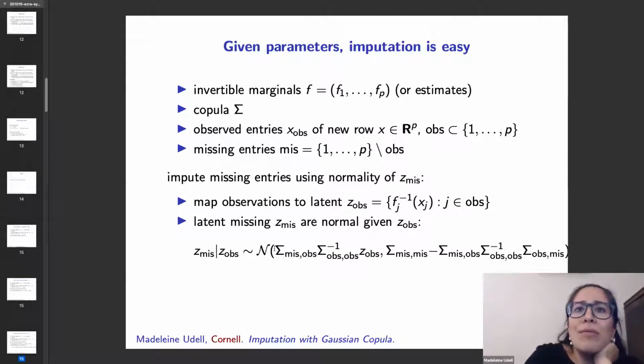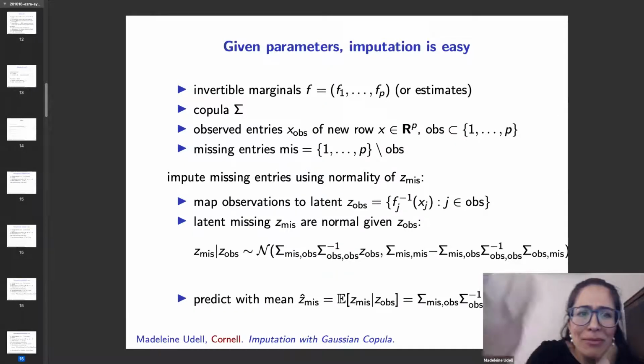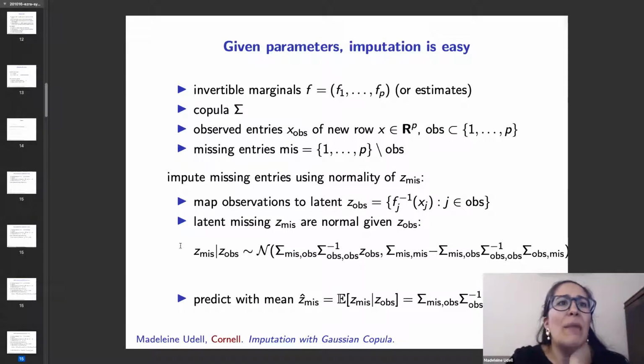So the mean looks like this. The variance looks like that. Actually, a Schur complement appears in the variance. So how do I make predictions after I've seen this? Well, I might predict that the most likely value of z miss is just the expectation of z miss given z obs. So that's the mean of this Gaussian distribution.